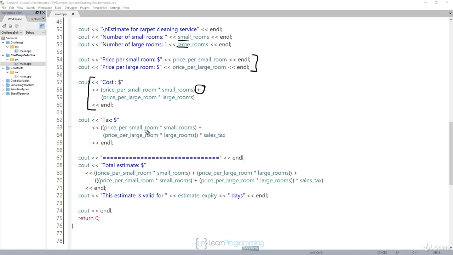I'm calculating the cost again, and I'm multiplying the whole thing by sales tax. Notice that I've got those parentheses here because what I want to do is calculate the whole cost and then multiply that by the sales tax. Otherwise, I won't get the correct answer. Got to make sure the whole thing is here. So this becomes all the small costs plus all the large costs. Okay, then finally the total estimate just takes the cost and adds the sales tax to it. That's it. The estimate is valid for 30 days, and there's my program.